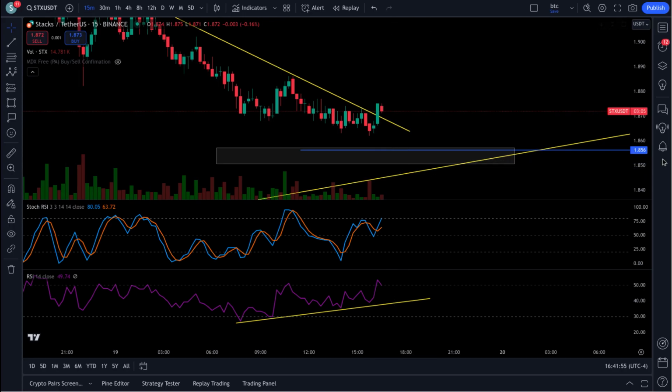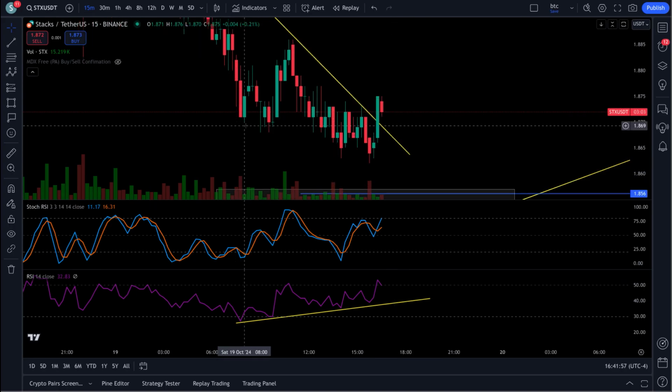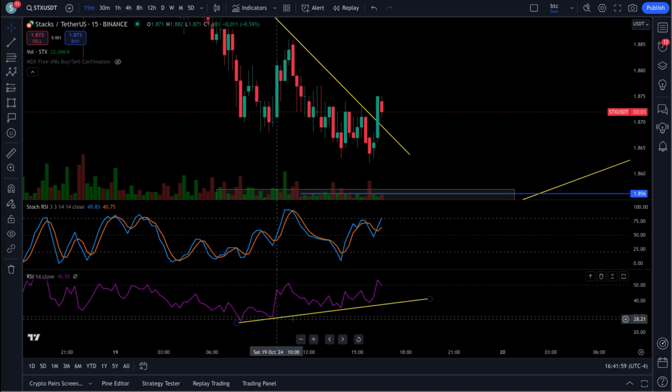The 15 minute, you got bullish divergence. See the lower lows on price. See the higher lows on the RSI.